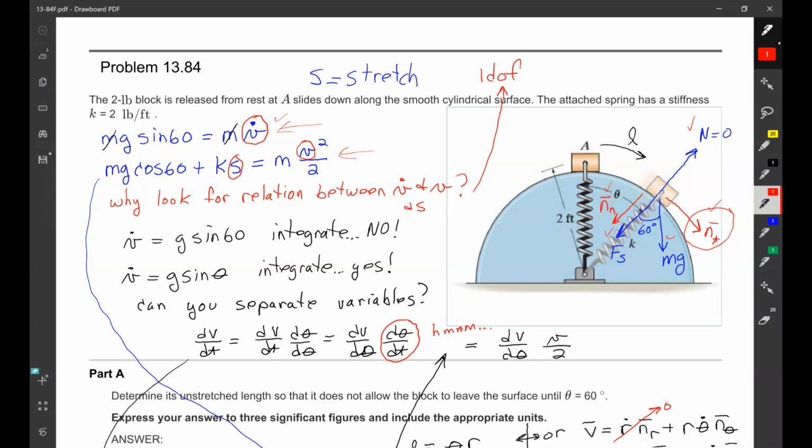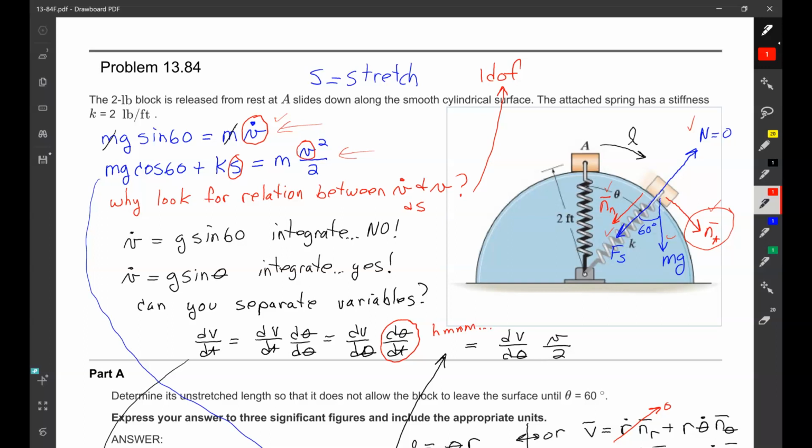The radius of curvature is 2. That's why you have a 2 there. Now, if you circle the unknowns, you have v dot, you've got v, and you've got s. Three unknowns and only two equations. Can you solve that? No, you need another equation.